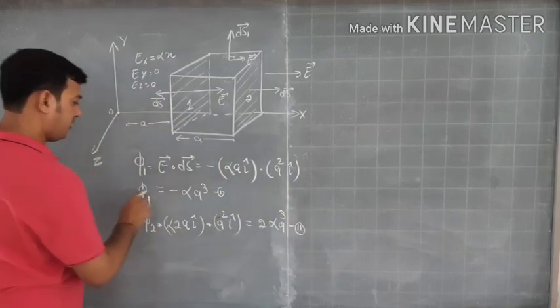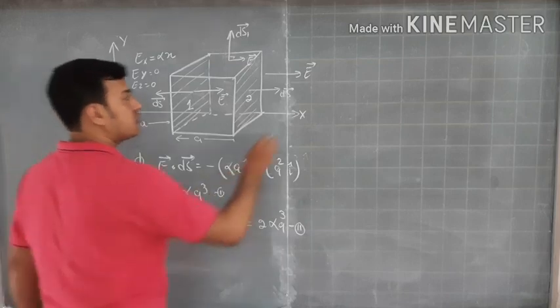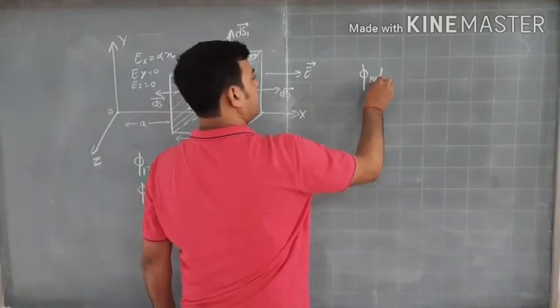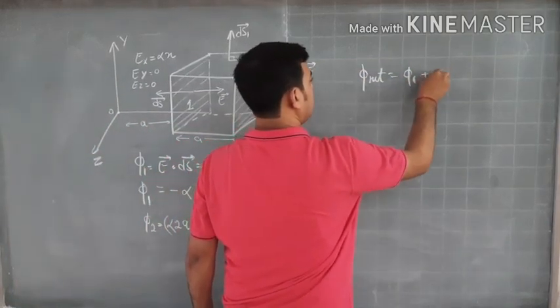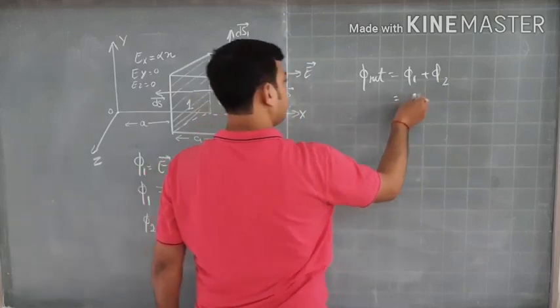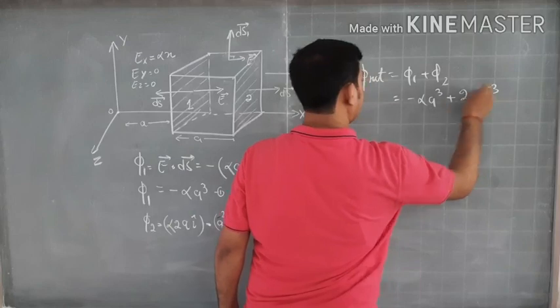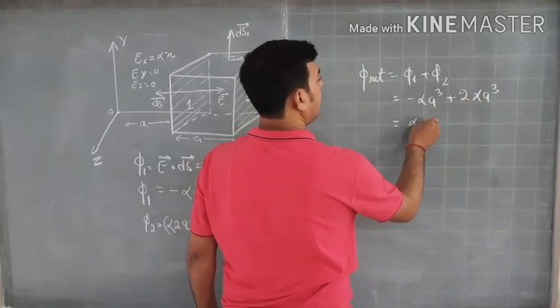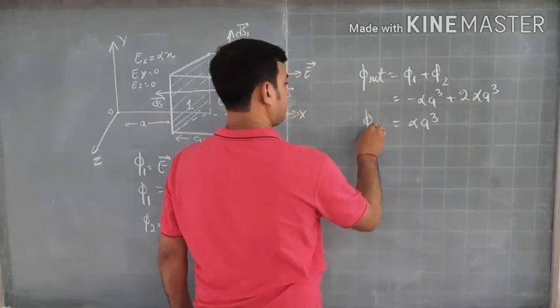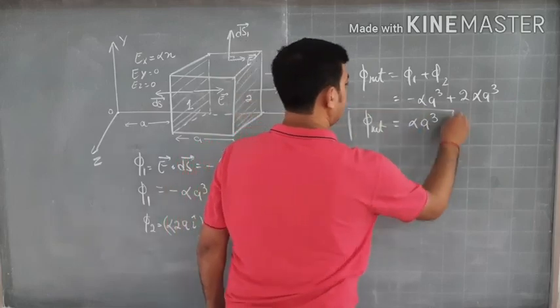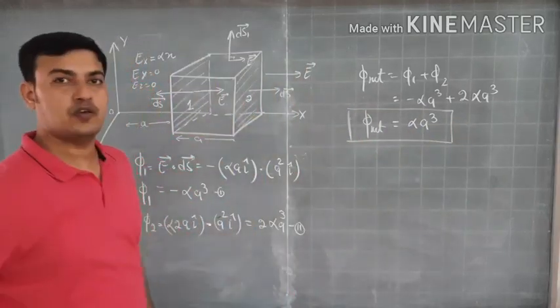So these are the fluxes from surface 1 and surface 2, and if you need to calculate the net flux, you need to add these two, and that will give you minus alpha A cube plus twice alpha A cube. So this is going to be alpha A cube. This is the net flux through this cube.